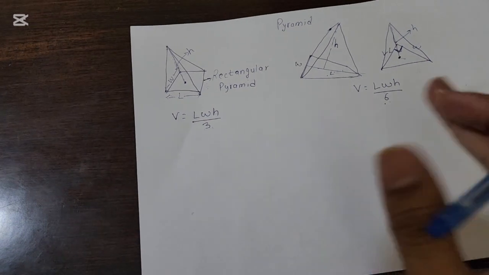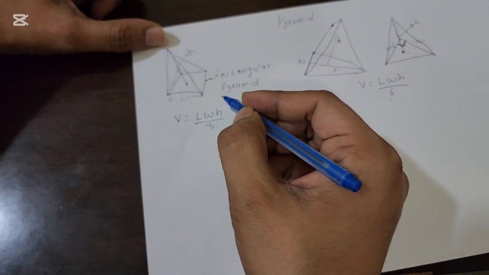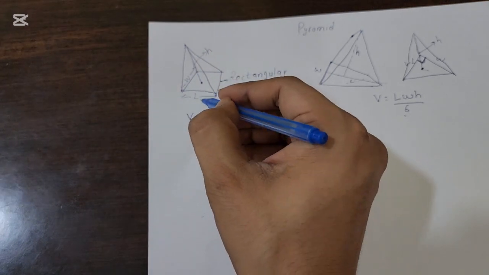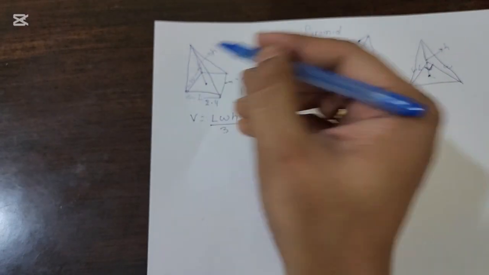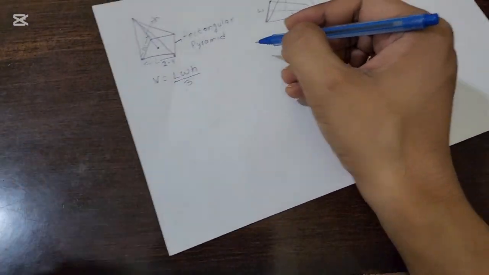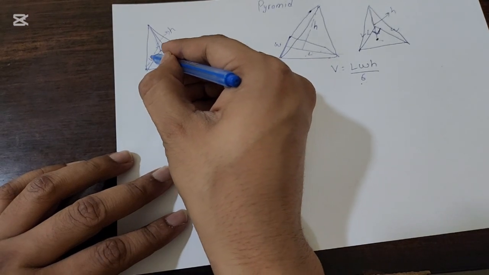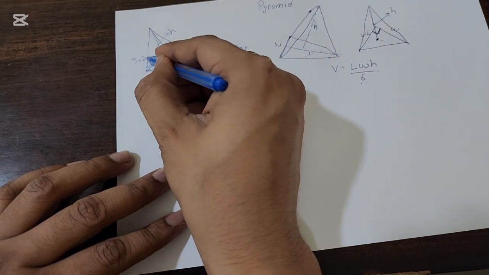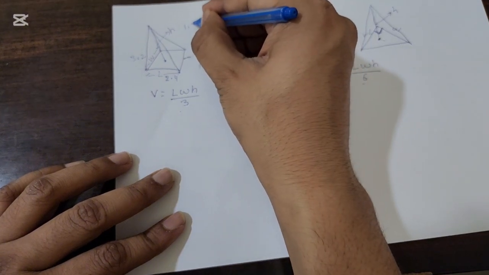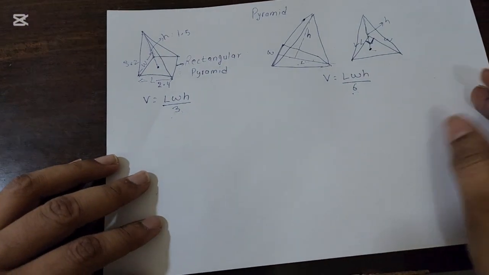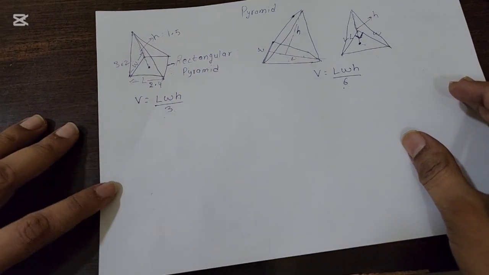Now let us put some numbers here. In this one, let's say the length is, I will put decimal numbers this time because I want to show you how to multiply decimal numbers. Let's say this is 2.4. The width is, let's say, our camera is getting blurred. Give me 1 second. Let's say the width is 3.2 and the height is 1.5. I think now you can see. The length is 2.4, the width is 3.2, and the height is 1.5.